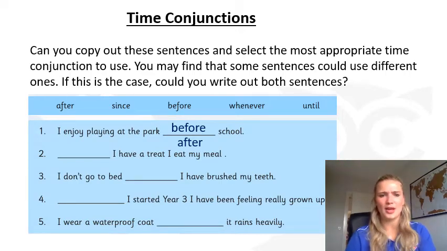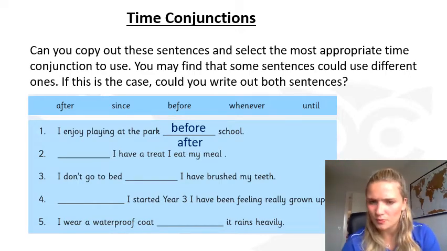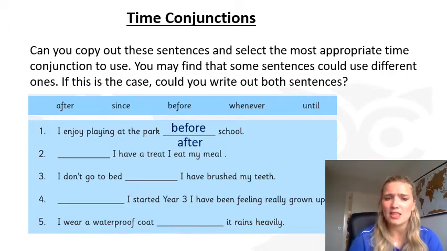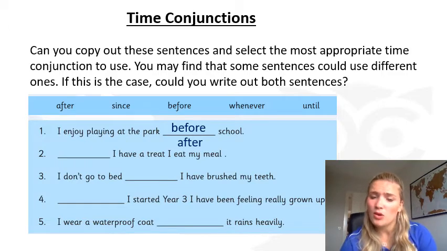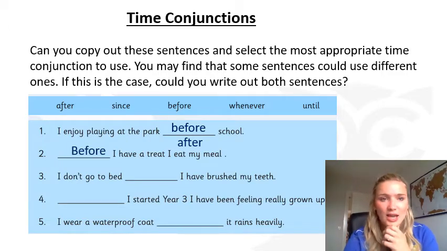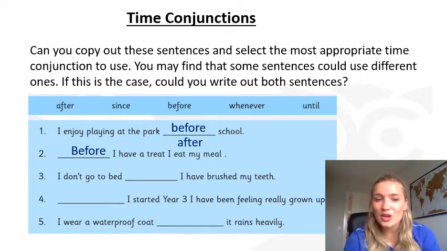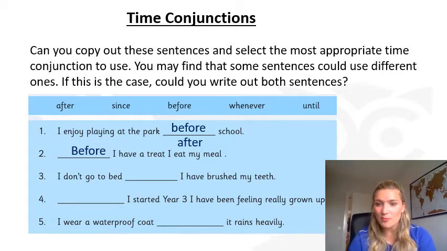Now the other ones wouldn't work. I enjoy playing at the park since school. That one doesn't work. I enjoy playing at the park whenever school, and I enjoy playing at the park until school. Well, that one actually would also work because you're saying that until school starts, you could do that. Oh, I've just noted that one on. So number 2, I have a treat, I eat my meal. So I've said before I have a treat, I eat my meal, because it's so important that you don't spoil your tea. So eat your treat before you eat your meal.